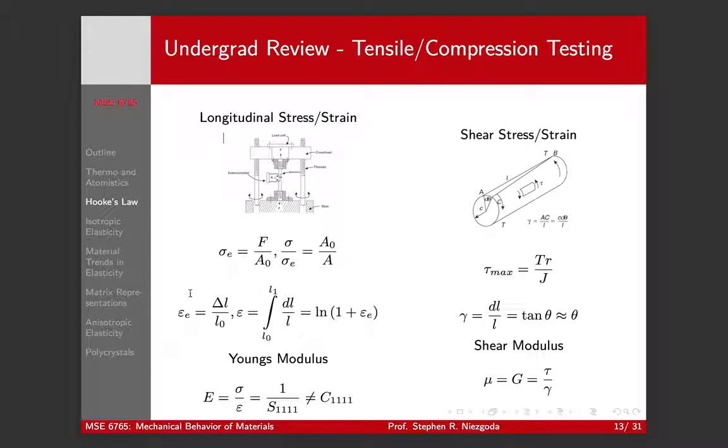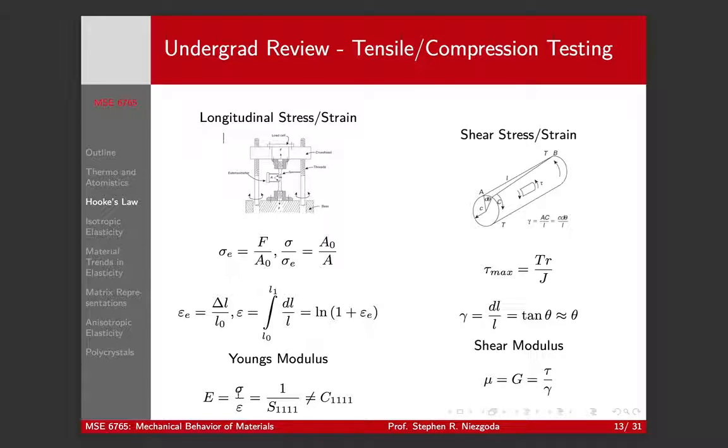Strain is simple. Engineering strain we're going to simply define as our change in length divided by our original length. And to get to a true strain, we need to consider our instantaneous differential change in length divided by the current length, and we're going to integrate that from the original length to where we are now. If we do that, we get that our true strain is the natural log of 1 plus our engineering strain.